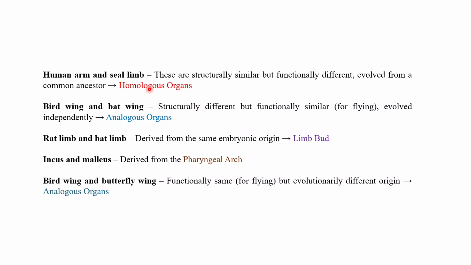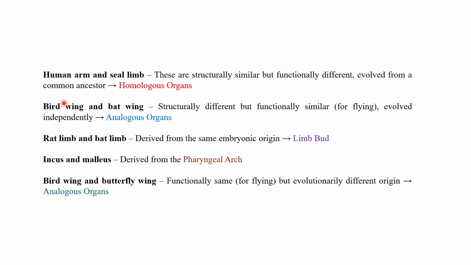So homologous basically means these are structurally similar but functionally they are different. Okay, structurally they are similar, but they have a different function, but they have evolved from a common ancestor. This is important in homology. They have evolved from a common ancestor.